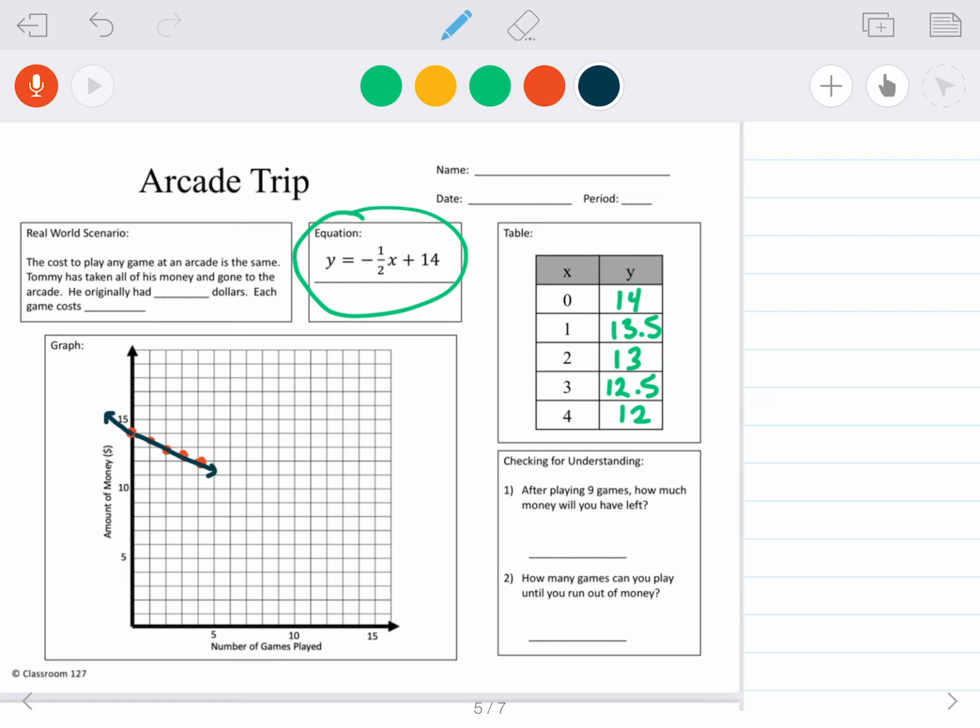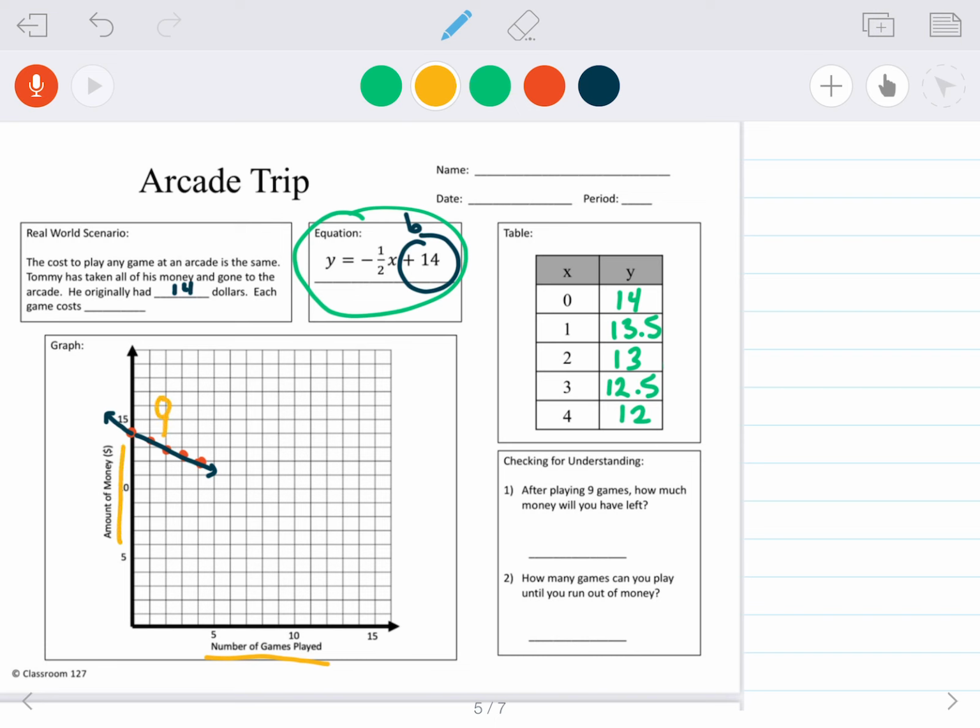All right, so the real world scenario: the cost to play any arcade game is the same. Tommy has taken all of his money and gone to the arcade. How much did he originally have? Originally, keyword, initial value, y-intercept. That's our y-intercept, which is 14. So he had $14 to start off. And how much did each game cost? Well, he had $14, and as he plays his games, the amount of money that he has decreases, right?